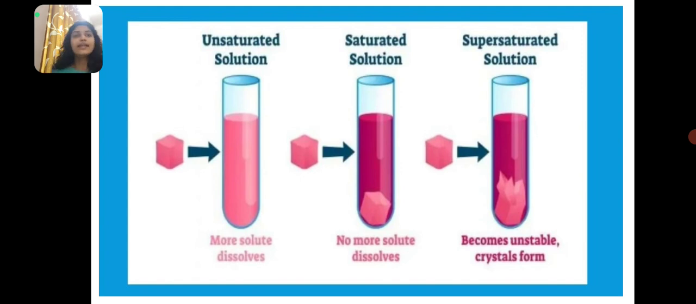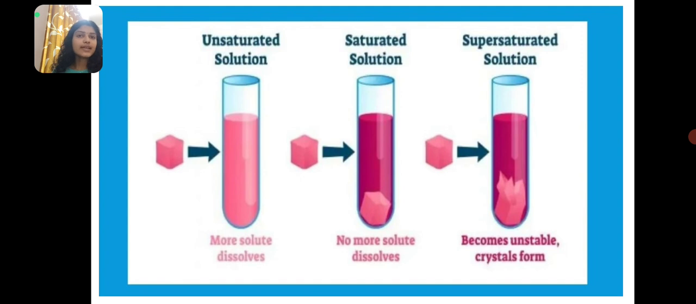So children, let me summarize what all things we have learned today. The first one you see here is unsaturated solution, as more solute can dissolve in it. When you add more solute, it can easily mix with the solvent. The second solution is saturated, as it has dissolved the maximum amount of solute it can hold at that temperature. If you add more solute, it will not dissolve and will settle at the bottom.